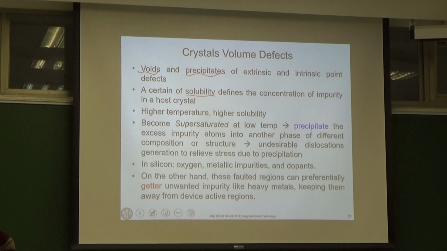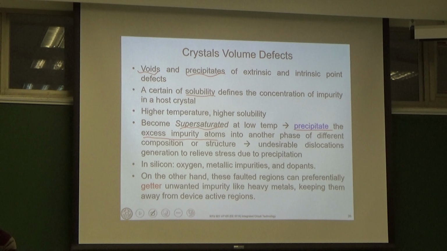So it's similar for our solid material. At high temperature you can put more dopants in your materials, and it becomes supersaturated. When you lower the temperature, then it begins to precipitate those excess impurity atoms.